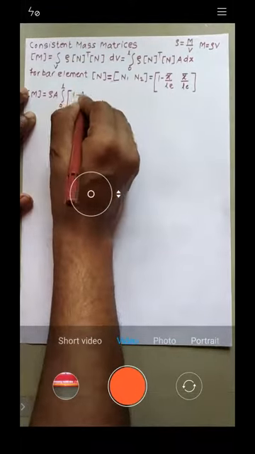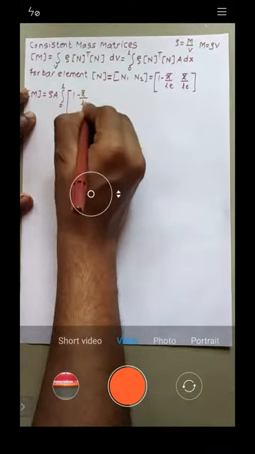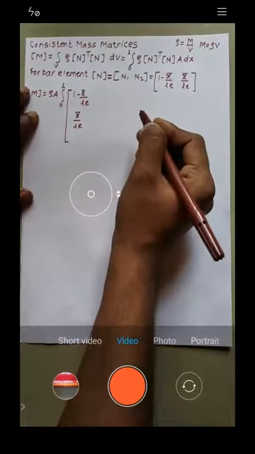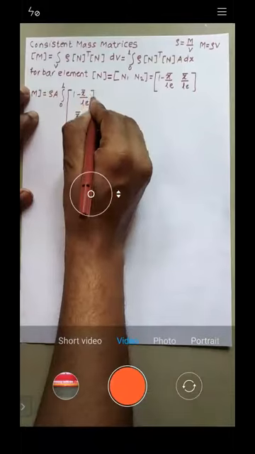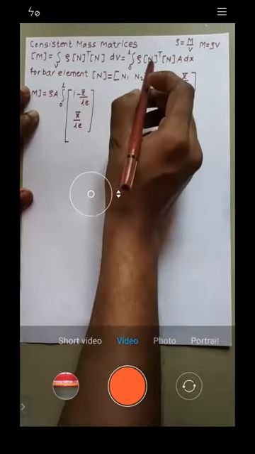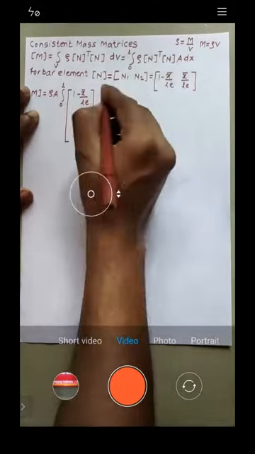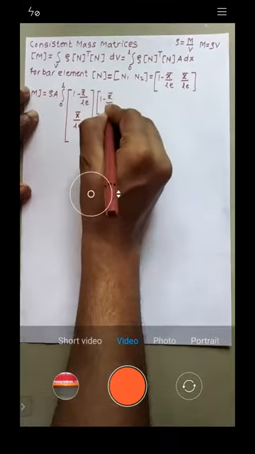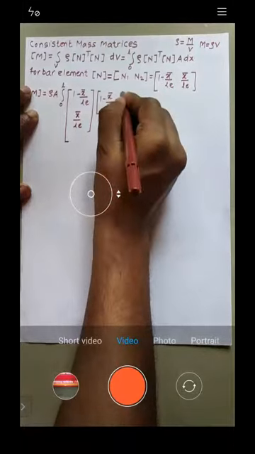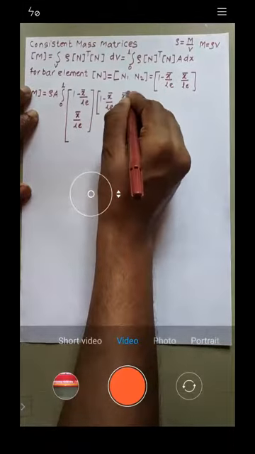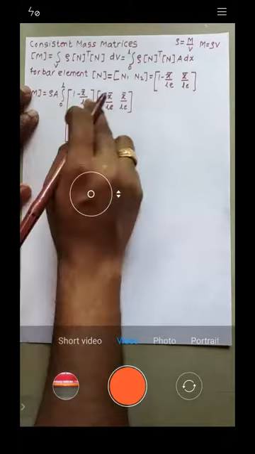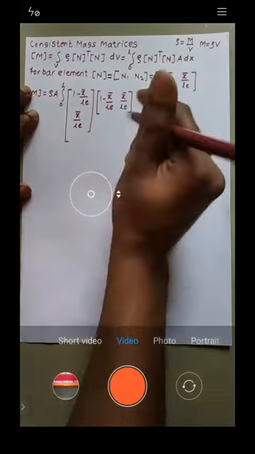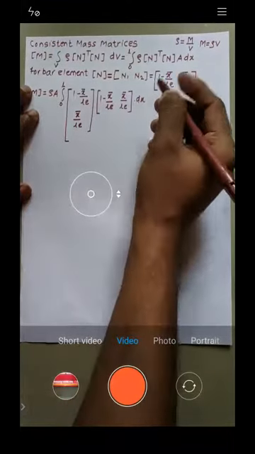It is 1 minus x bar by LE, and here I will get x bar by LE. Is it okay? This is the transpose, right? This is the transpose into N, so this matrix I need to write down as it is. So I'll write down that matrix: 1 minus x bar by LE and x bar by LE. Rho into A into transpose of N into N into dx. So that is what is written. Is it okay?